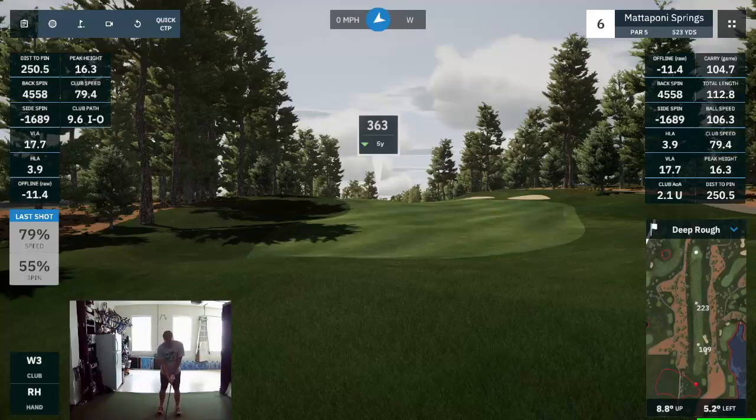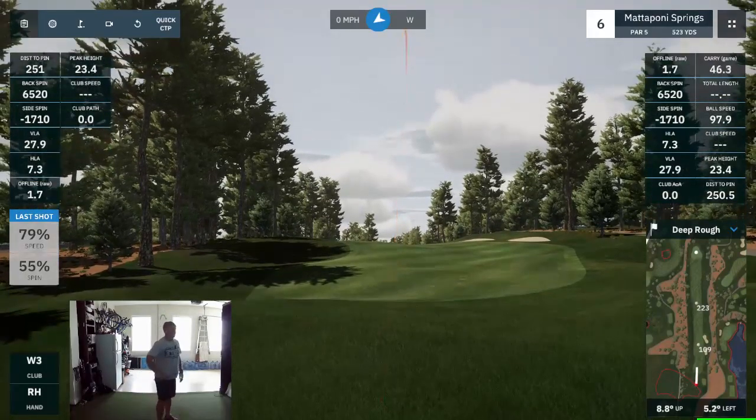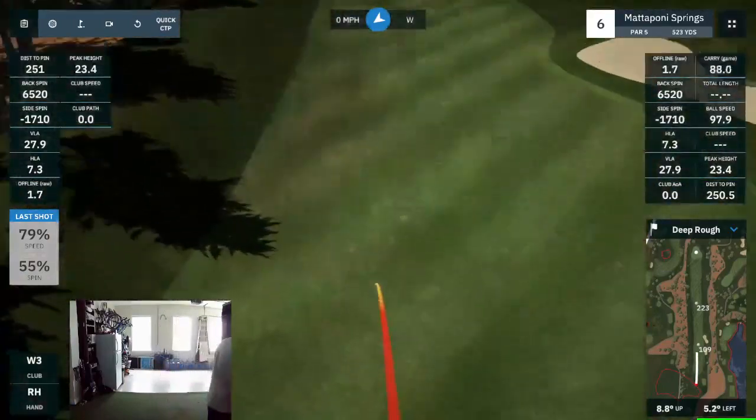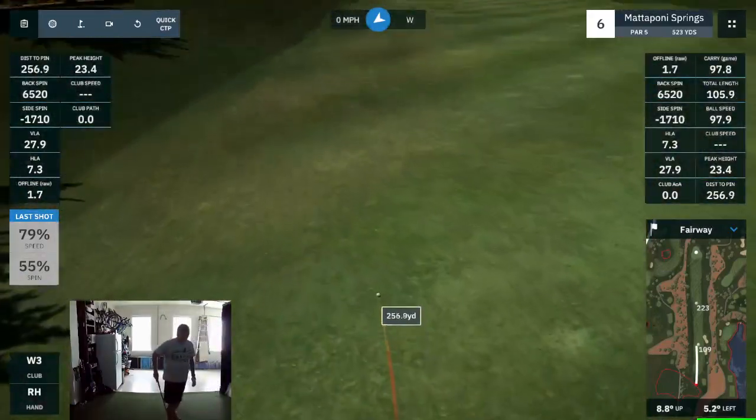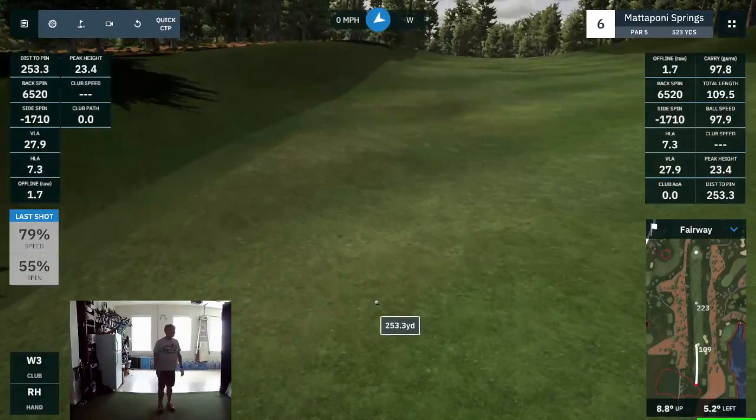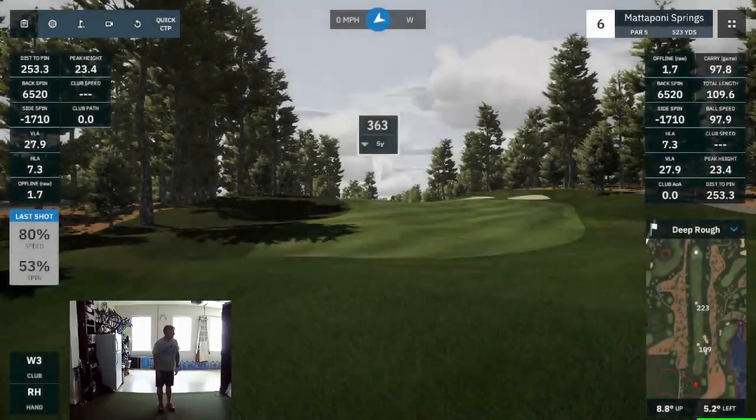20% reduction in speed. If I try to hit a 7-wood out of here, I hit that fat. Ha! That was not a very good strike at all. I still got 109 yards with a 20% speed reduction. So that is the best way.